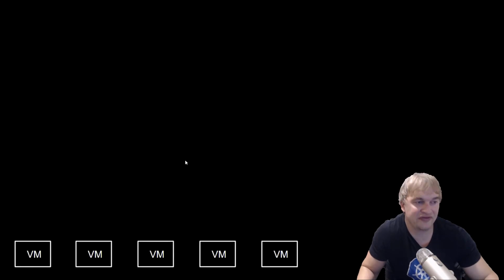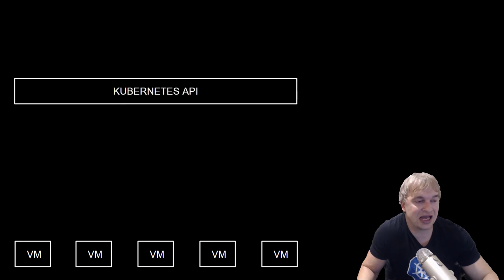All right, so let's picture we have a traditional environment. We have a bunch of VMs. Now, in the traditional world, we would have to load balance all these five machines and manually deploy our applications to these machines. We would have to monitor the health of these machines and the status of the applications, like restart and all these things that add operational overhead. Now, what Kubernetes does is it adds an API on top of these machines and abstracts them away so you don't have to manage them.